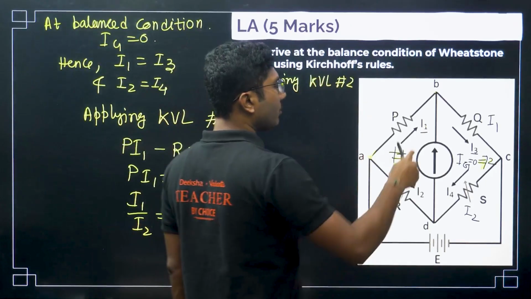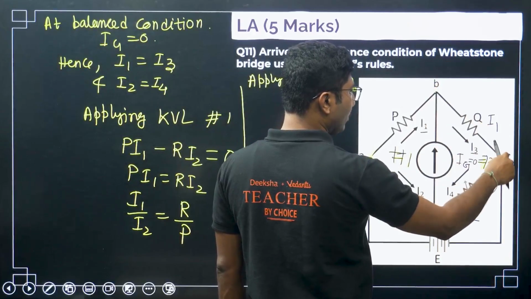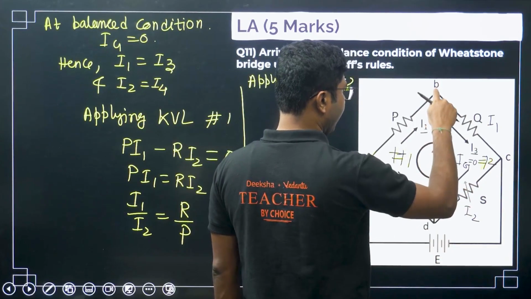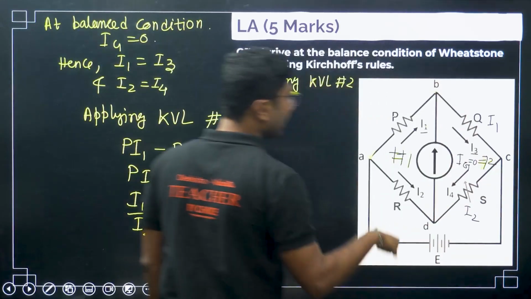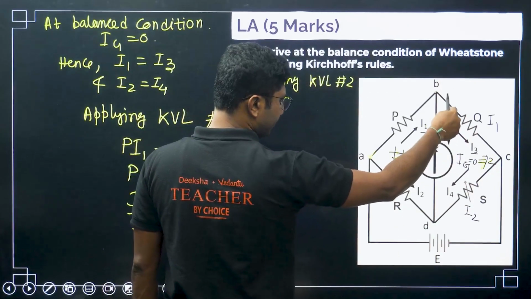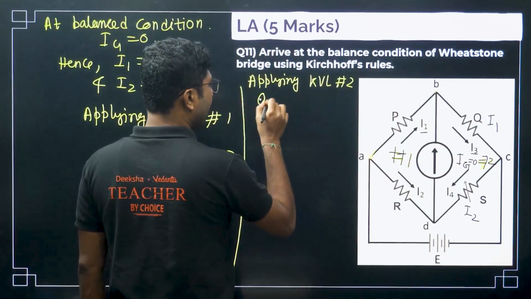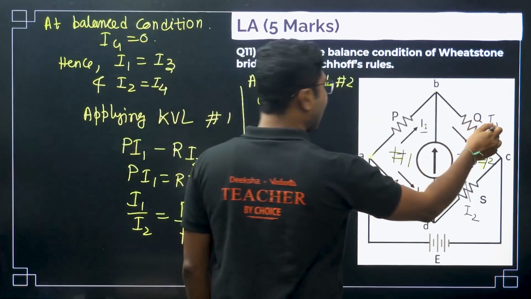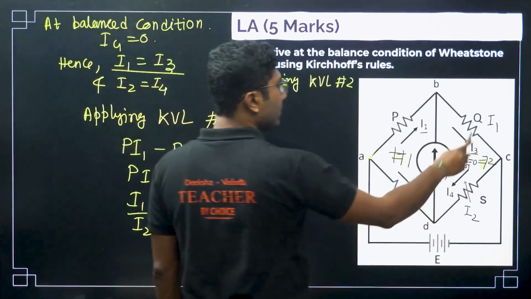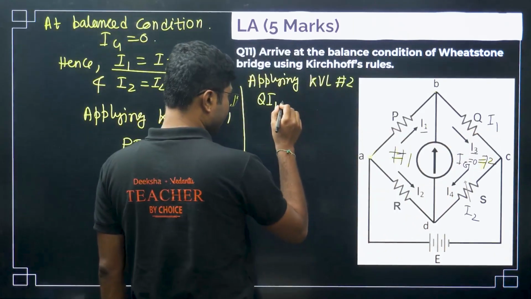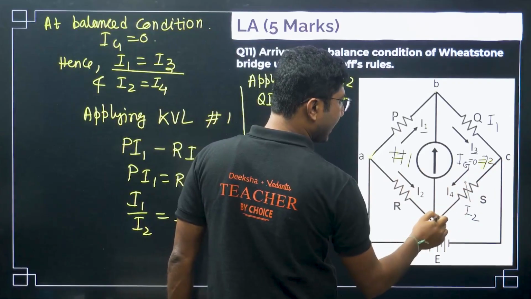Now for loop number 2, you can take the starting point as B. So B to C to D to B. When we are going from B to C, we are going in the direction of current, so Q into I1. Why are we taking I1? Because I1 and I3 are equal. So Q into I1 minus, again from C to D we are going in the opposite direction of the current.